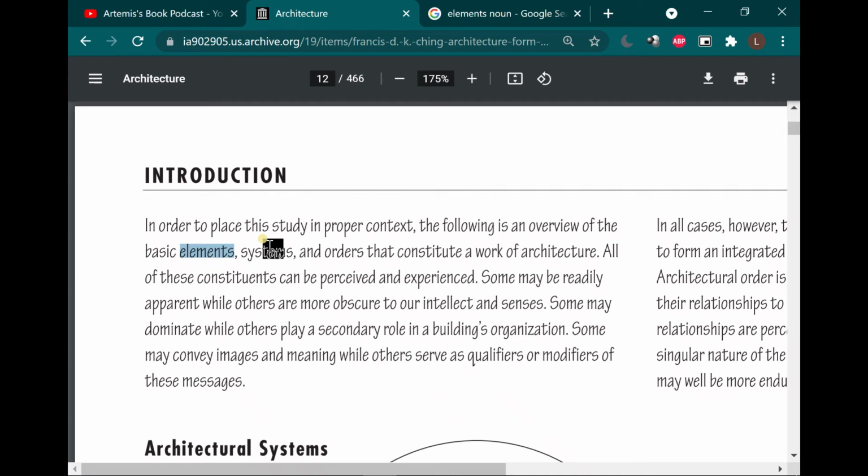Now it says, all of these constituents can be perceived and experienced. So by that, it means that it's physical. Architecture, according to this book, based off what we read so far, is very tangible. Is very, what's the word I'm looking for? Practical in its usage. Some may be readily apparent while others are more obscure to our intellect and senses.